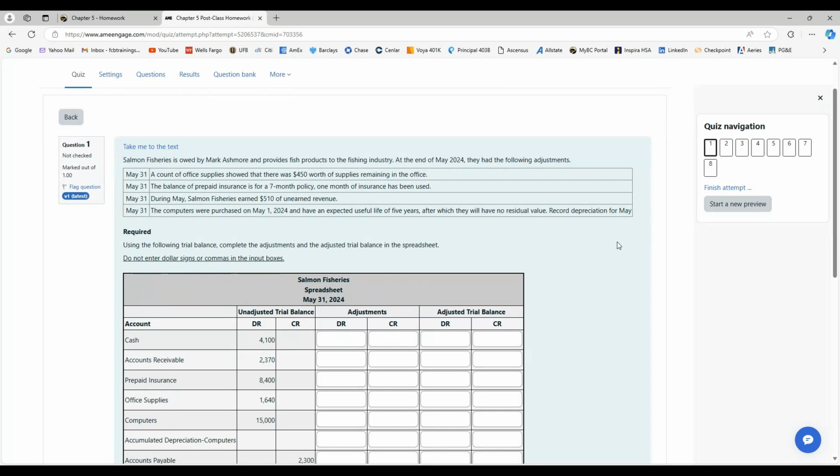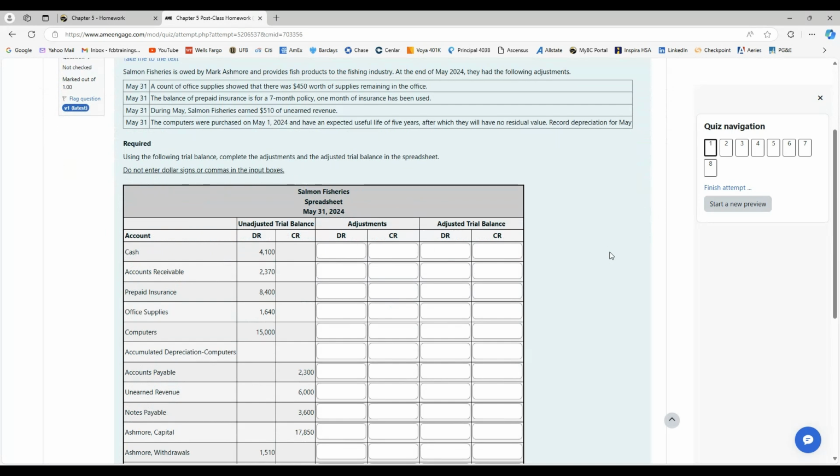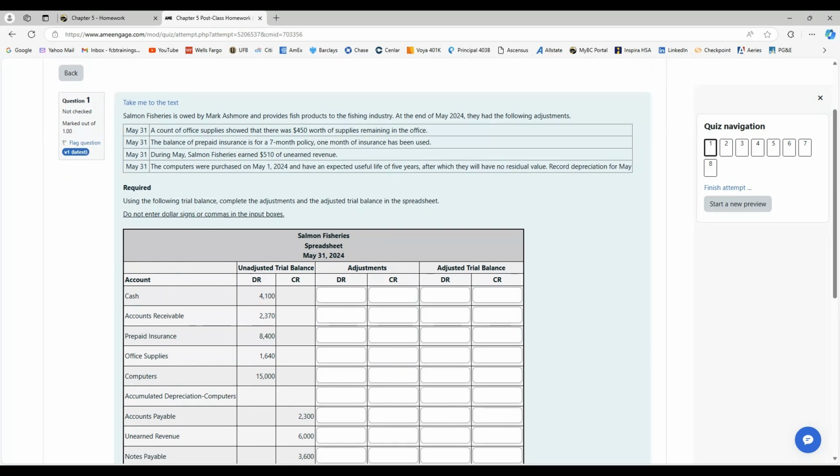Okay, so we're going to be looking at a lot of accounting adjustments essentially in this chapter, and all that good stuff. So let's start with this question. We've got Salmon Fisheries is owned, we have a typo there, is owned by Mark Ashmore and provides fishing products to the fishing industry. And at the end of May 2024, we have the following adjustments that we need to make.